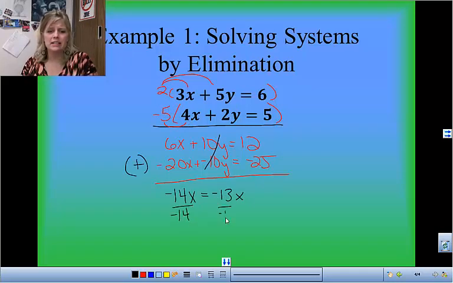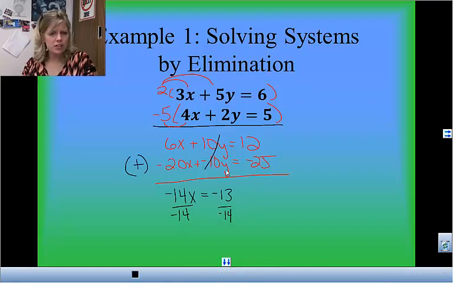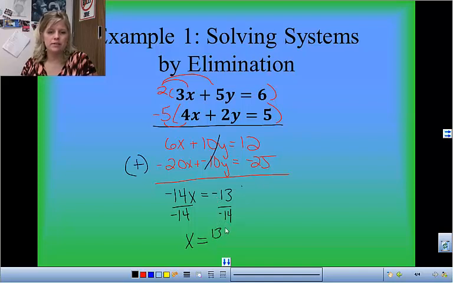Divide both sides. That's okay. Ooh, there shouldn't have been an x here. We're not afraid of no fractions. I ain't afraid of no ghosts. Ooh. Okay, 2 negatives make a positive. So 13 over 14. That's x.